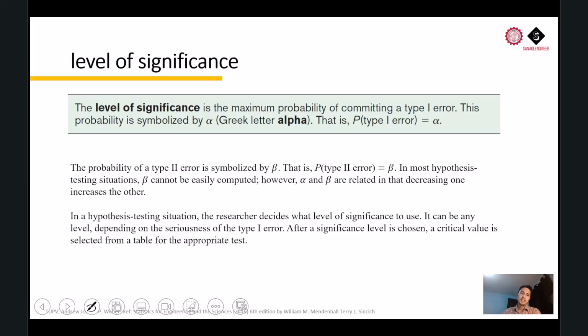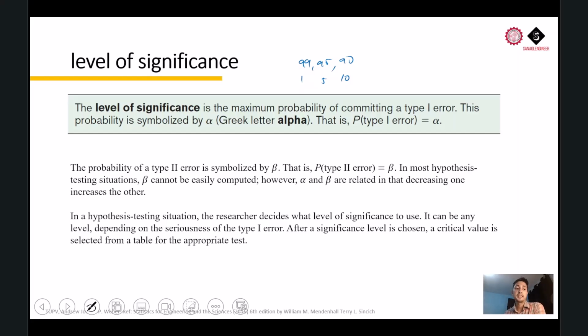So what is level of significance? Level of significance is the maximum probability of committing a type 1 error. For example, if your confidence level is 99, 95, or 90, your corresponding level of significance is 1, 5, and 10. Confidence level is the probability of being right. The level of significance is the probability of being wrong. In this case, type 1 error is alpha. The probability of type 2 error is symbolized by beta.